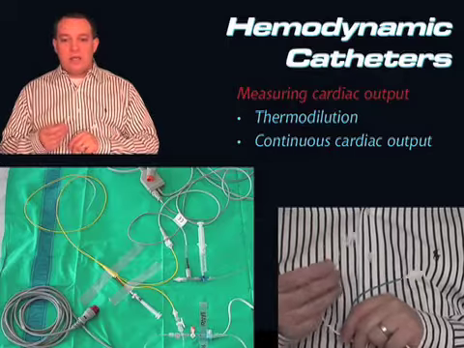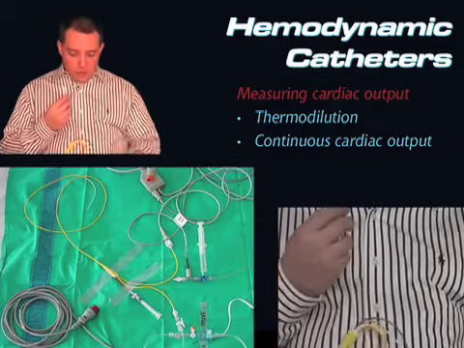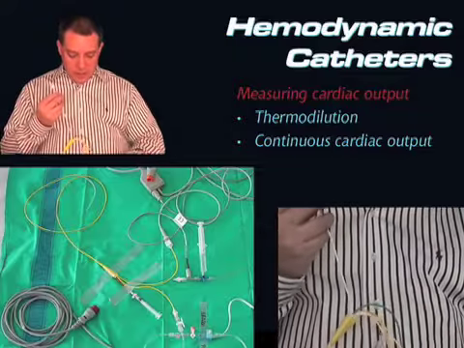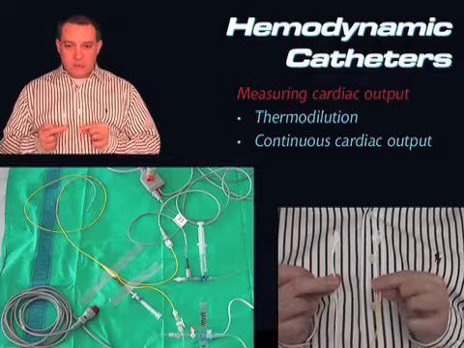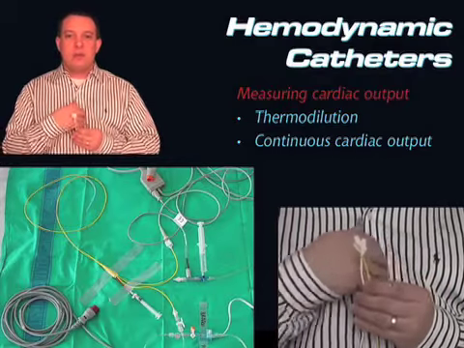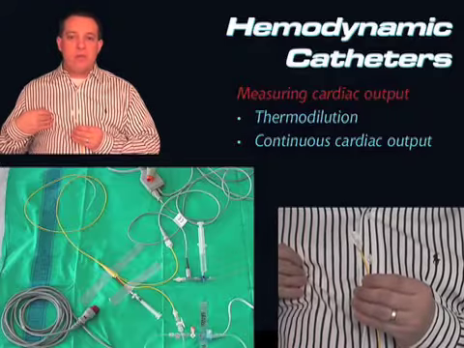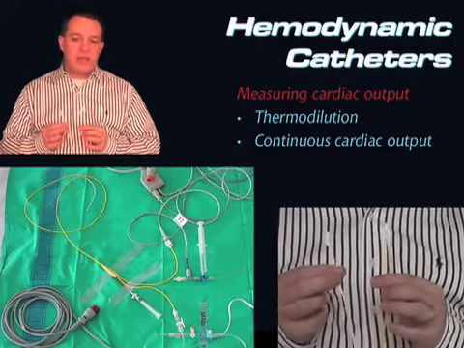So one of the things that we can do is we can transduce this to get a CVP. So actually, if we put one pressure setup on the distal port here, and one pressure setup on one of the injectate ports, with this one catheter, we can actually continuously monitor the PA pressure, and we can monitor the CVP. The other thing that we can do is we can use it just like any other central line.